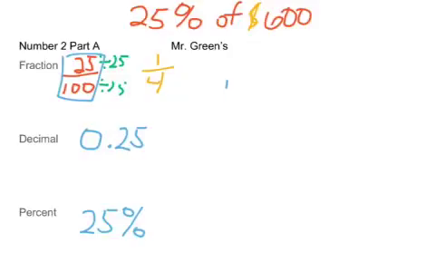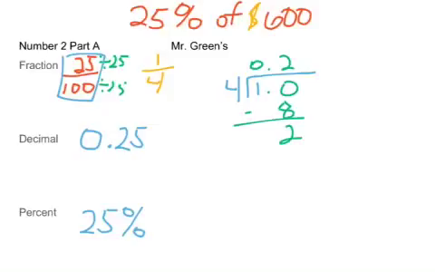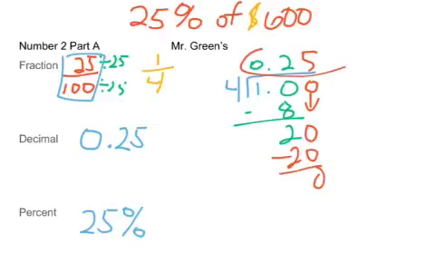We could, again, just divide the fraction by dividing the numerator by the denominator. 4 is not going to 1. We add a decimal and a 0. 4 goes into 10 2 times. 4 times 2 is 8. When we subtract, we get a remainder of 2. We'll add a 0 on the end here, bring it down. Now 4 goes into 20 5 times, and that is where we get our 0.25. Okay, that's Mr. Green's class.